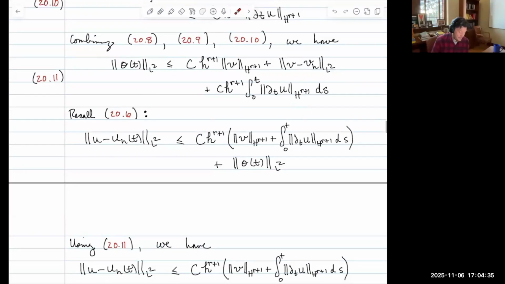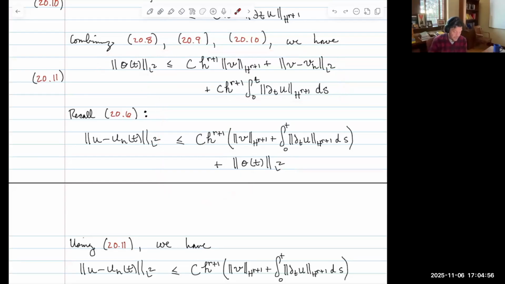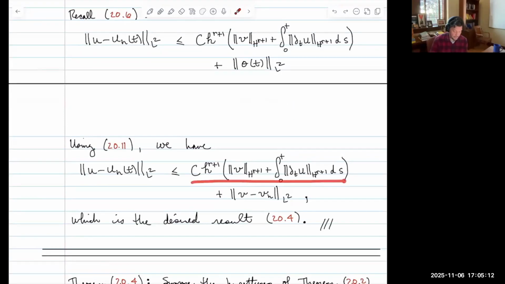Okay, so now if I recall, 20.6 said that I had this term. This was almost the very first estimate that I formed. And then this guy, which I said we had to work hard to get. Well, now I've worked hard and I've gotten an estimate for that, and I'm just going to apply it right to there. When I do that combination, you'll notice that some terms that are already here appear again, like this guy and this guy. I can just combine those with the terms that are already present and make a new constant. And so that's what I did. I made a new constant.